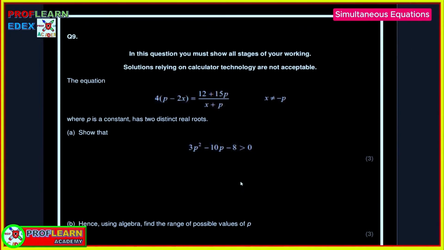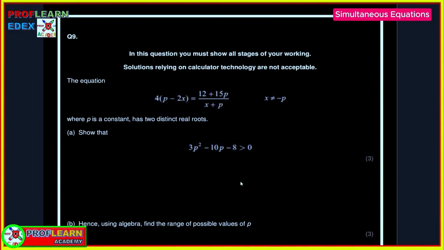We are supposed to show that 3p squared minus 10p minus 8 is greater than 0. But we are told that the equation given has two distinct real roots. So where is that information coming from? It's like we were having two equations, 4 into p minus 2x, equated to another expression, which was 12 plus 15p over x plus p.